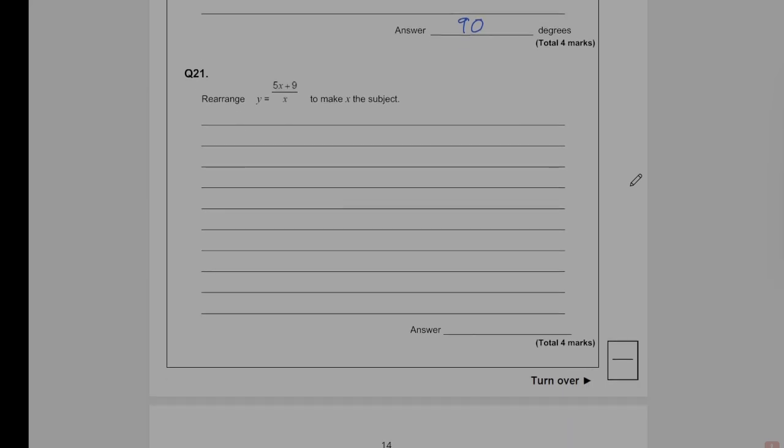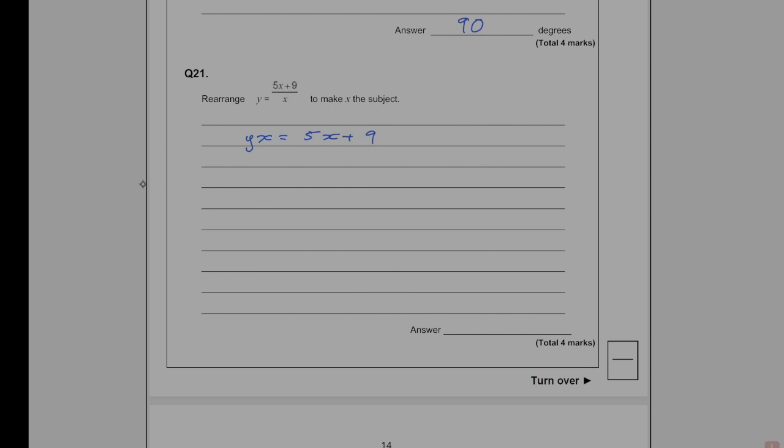Okay, question 21. Rearrange y is equal to 5x plus 9 divided by x to make x the subject. So my first step is I'm going to multiply both sides by x, so that would give me yx is equal to 5x plus 9. I'm then going to take all my x coefficients to one side and everything else to the other. So that would give me yx minus 5x is equal to 9. I'm then going to factorise by taking x out as a common factor. So that's x times y minus 5 is equal to 9. I'm then going to divide both sides by this bracket. So x is going to be equal to 9 divided by y minus 5.